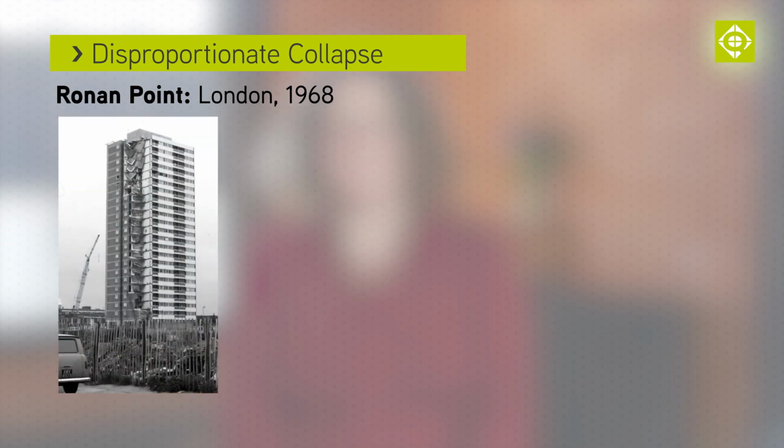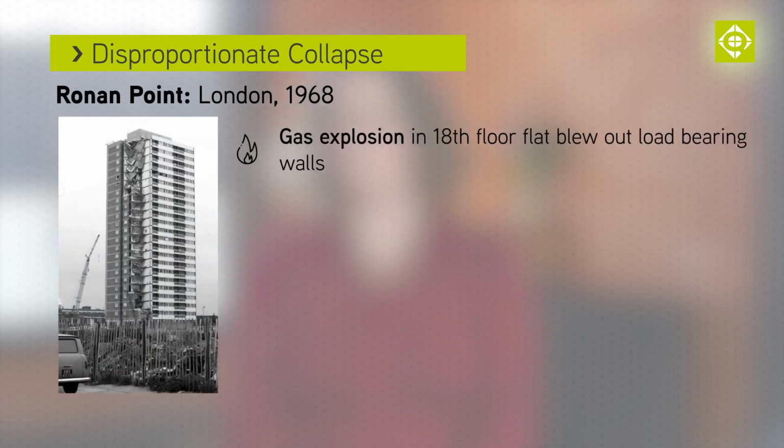Disproportionate collapse is exactly what it says on the tin. It's the collapse of a building that is disproportionate to the incident that triggered the collapse. The UK's most infamous example is Ronan Point in London, where in 1968 there was a gas explosion in an 18th floor flat which blew out some load-bearing walls. This led to the collapse of the floors above, killing 4 people and injuring 17.